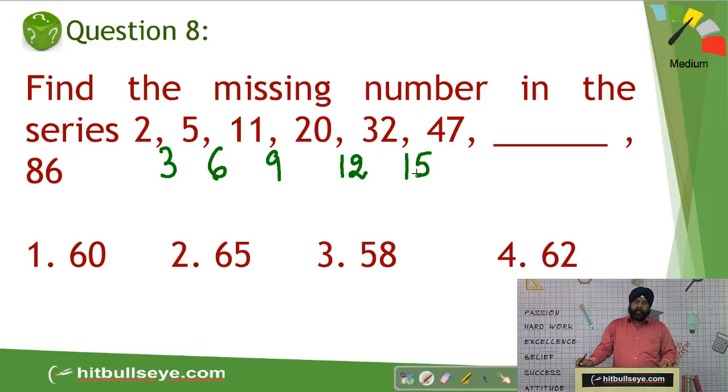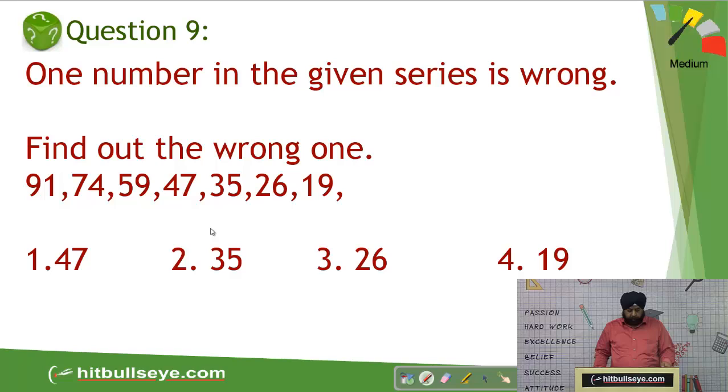So students, you can see the difference is of 3, 6, 9, 12, 15. So what should be the next difference? Yes, of course, it is of 18. You guessed it right. So 47 plus 18, so 65 is the answer. Let's go on to the next question. Again, this is of series.